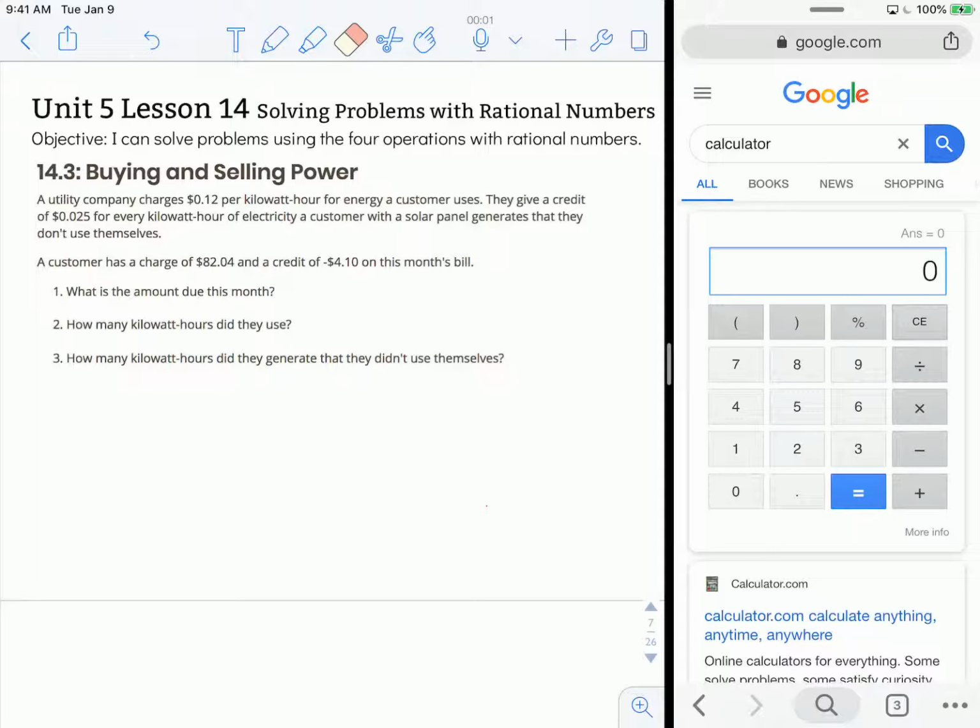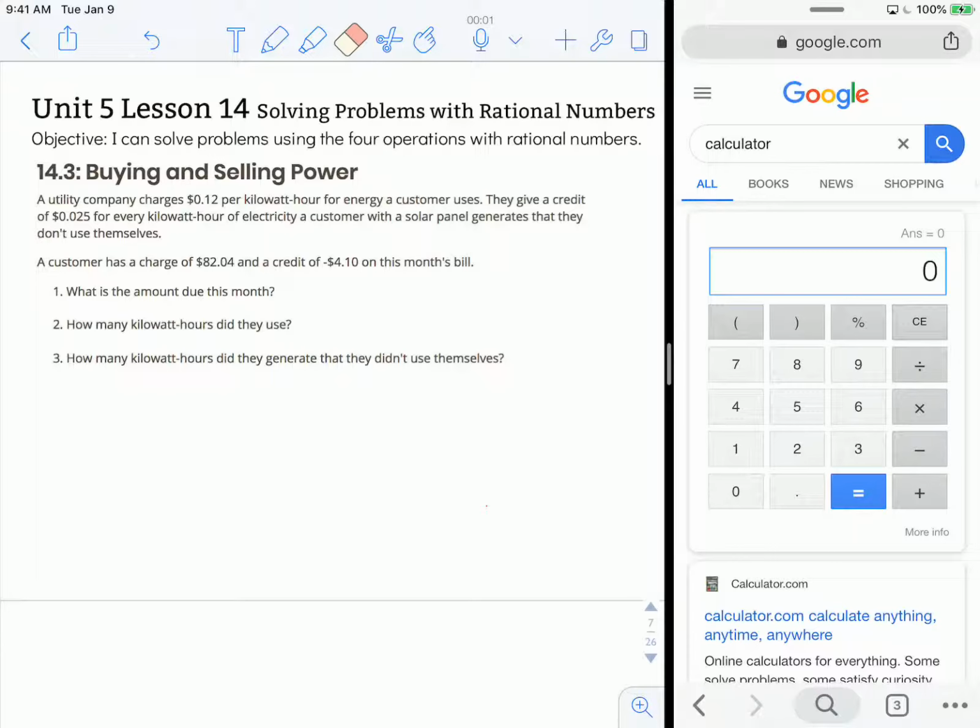A utility company charges 12 cents per kilowatt hour for energy a customer uses. They give a credit of 2.5 cents for every kilowatt hour of electricity a customer with a solar panel generates that they don't use themselves. A customer has a charge of $82.04 and a credit of negative $4.10 on this month's bill. Question 1. What is the amount due this month?